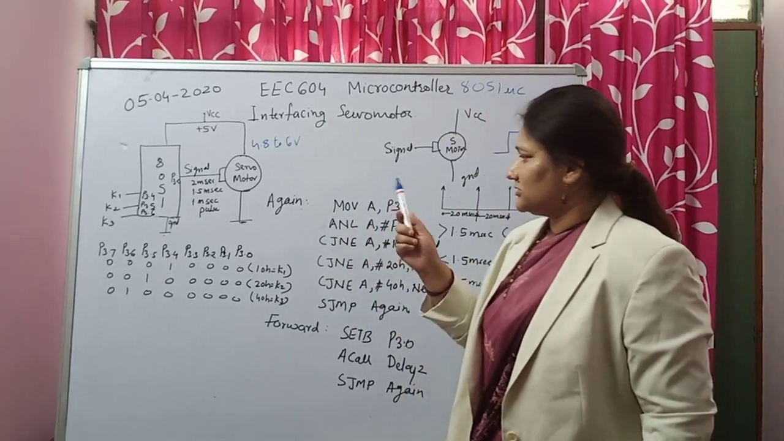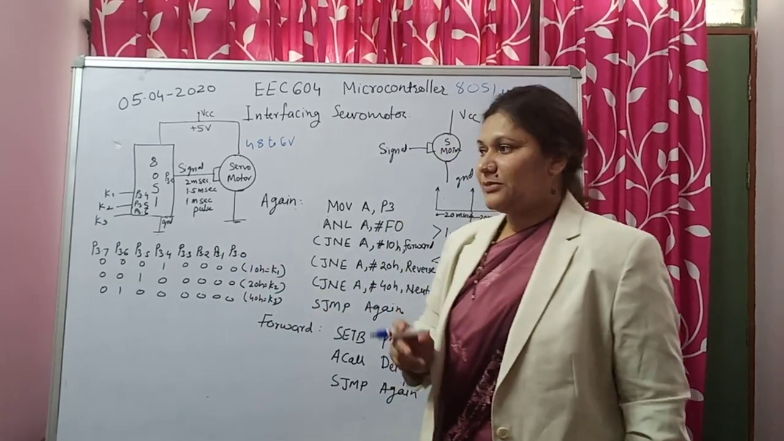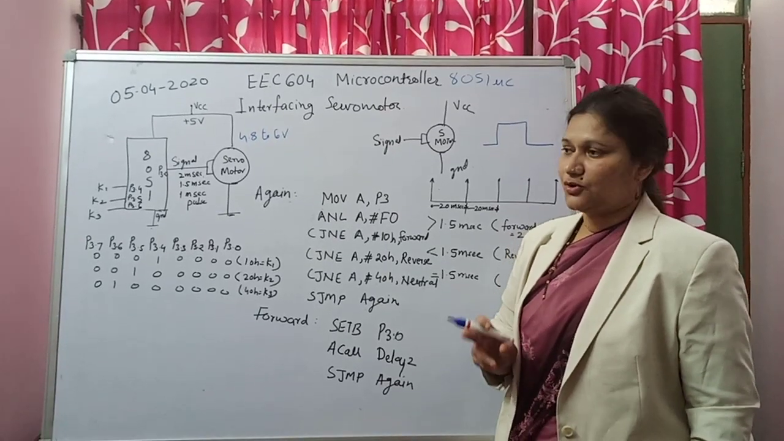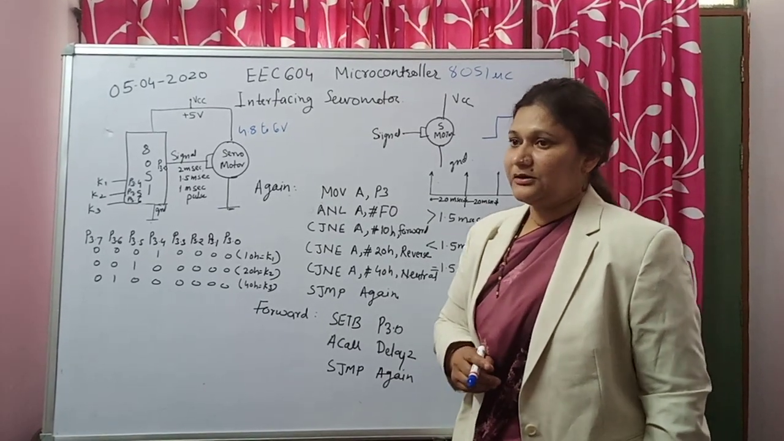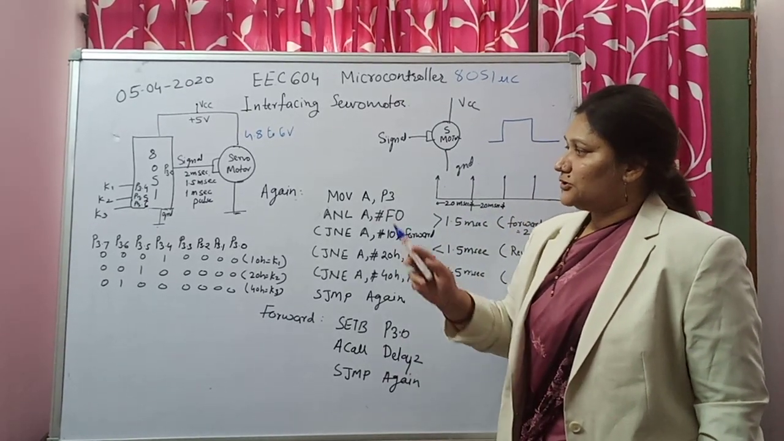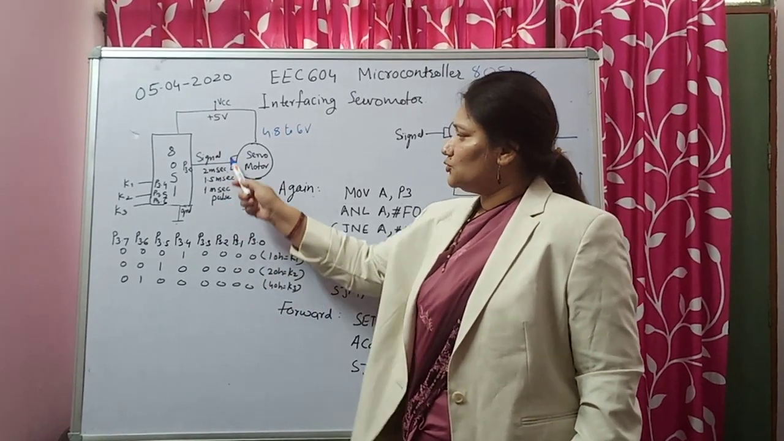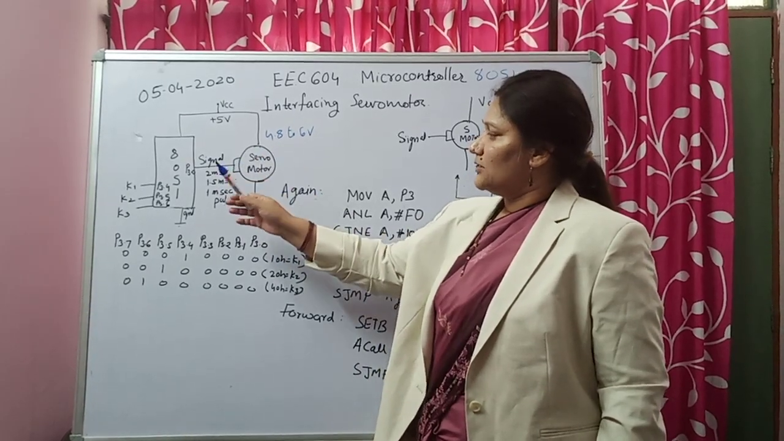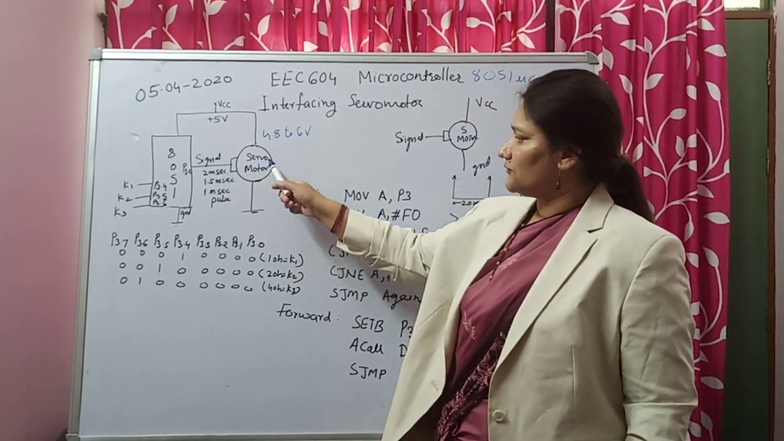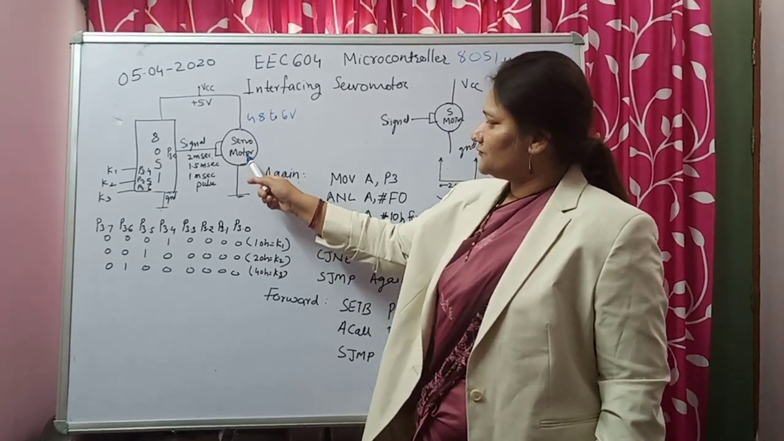Now you must have noticed that when we were interfacing the DC motor and the stepper motor, we were using the IC L293D, that is the motor driver IC, because the microcontroller pins are not capable of driving those motors, the DC motor and the stepper motor. But you must be seeing at this place, in case of interfacing the servo motor, we have not used any motor driver IC, because the pulse given from port 3.0 is sufficient to apply the signal to the servo motor and to make it move.